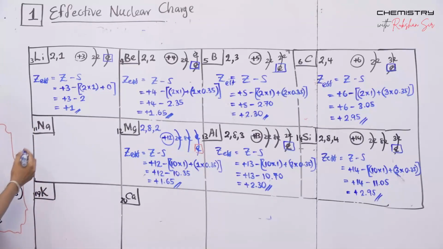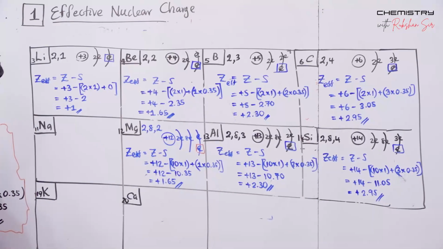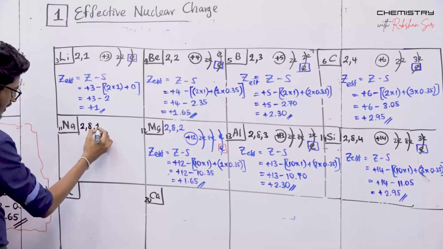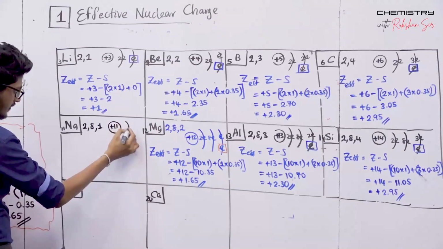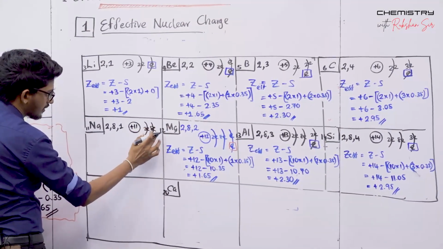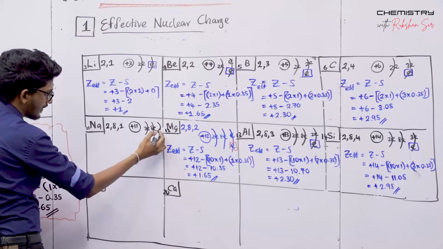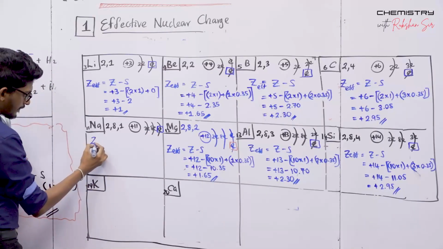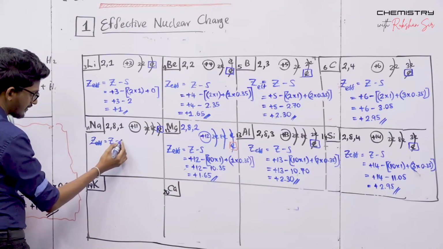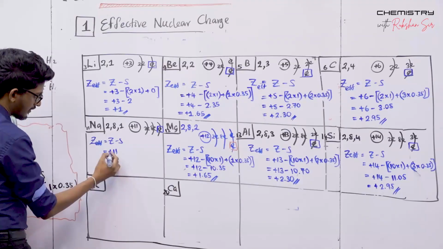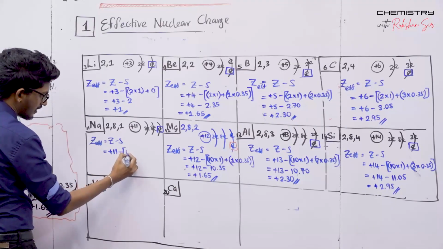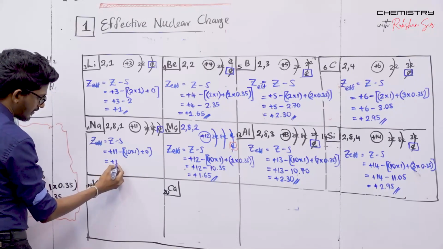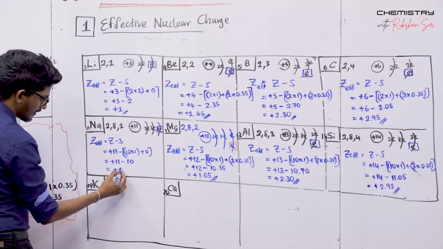Right, for these two as well, this is 2, 8, 1, plus 11, 2 electrons, 8 electrons, and just 1 electron here. Z effective is Z minus S. Z is plus 11 minus the shielding, 10 into 1 plus 0. So plus 11 minus 10 is plus 1.